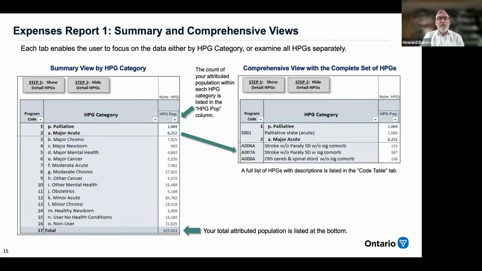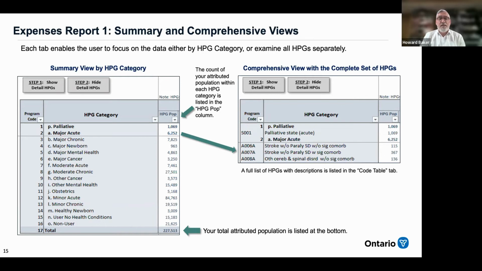Now, each tab enables a user to focus on the data either by HPG category, or you can examine by viewing all HPGs separately. The summary review of this workbook shows the 16 HPG categories, along with the count of the number of individuals within your population that have been assigned to that row, that is, the specific HPG category. As you can see, the last row represents the data for the entire attributed population.